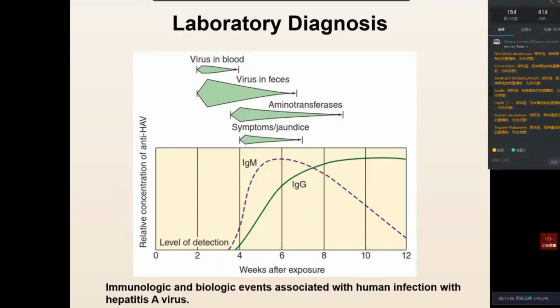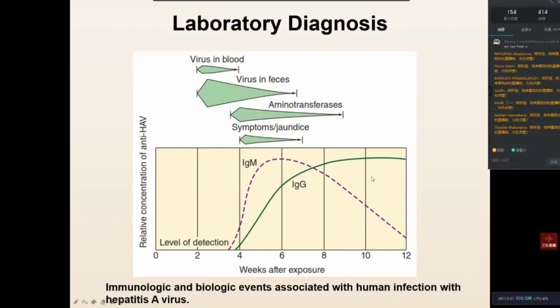Time 0 is the time of virus exposure. For the first almost 4 weeks, there are no symptoms, and so that's the incubation time. The level of detection in this period is pretty low. You cannot detect either IgM or IgG. But after about 4 weeks, IgM can increase dramatically, and later, IgG follows.